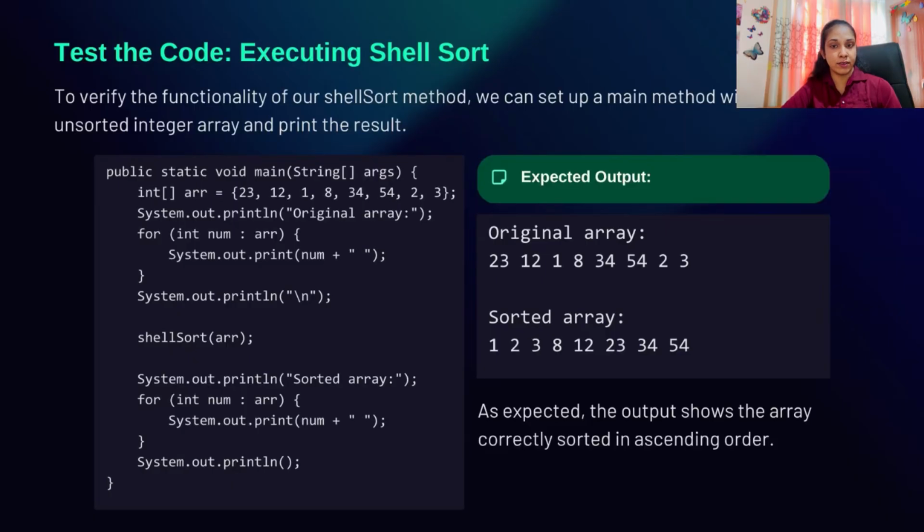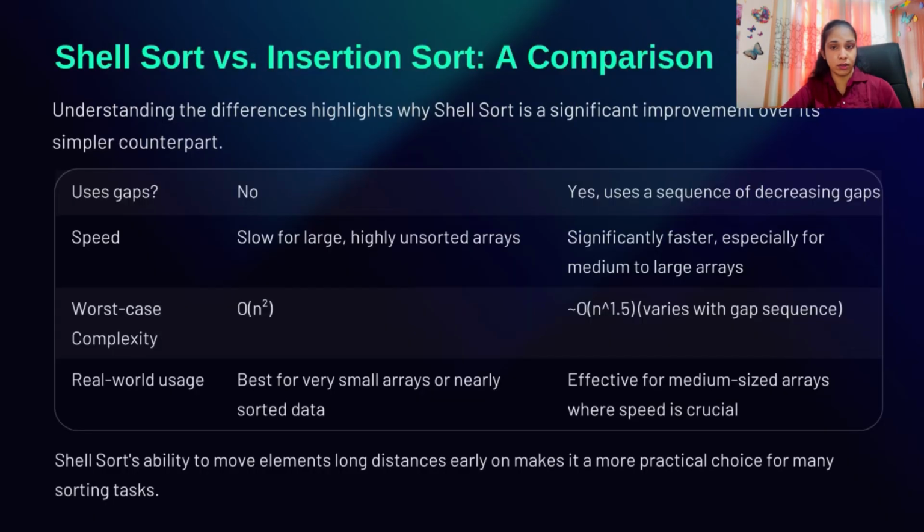Shell Sort versus insertion sort. In insertion sort, we only compare adjacent elements. In Shell Sort, we compare elements far apart. Shell Sort is faster and more efficient for medium-sized arrays.